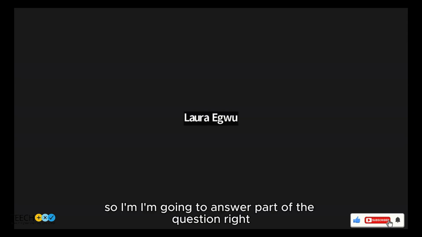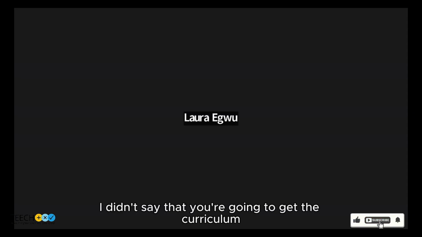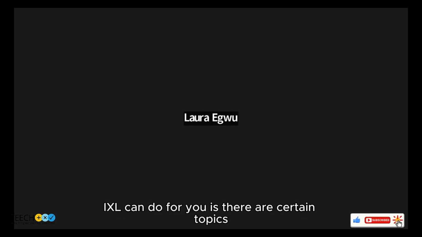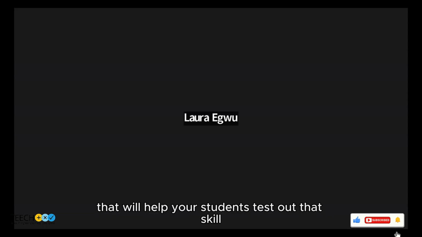Okay, so I'm going to answer part of the question, right? And then I'll have to go open IXL to answer the first part. Now, for IXL, I didn't say that you're going to get the curriculum from IXL. The curriculum is the specification. The specification is the curriculum. What I've said IXL can do for you is there are certain topics or skills in that curriculum, or the specification, that you can find on IXL, right? They could have a video that explains how to approach that skill, and then they also have questions that will help your students test out that skill. Do you understand?